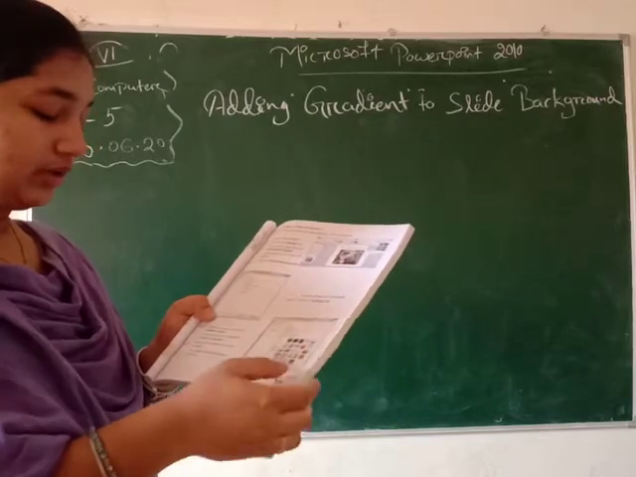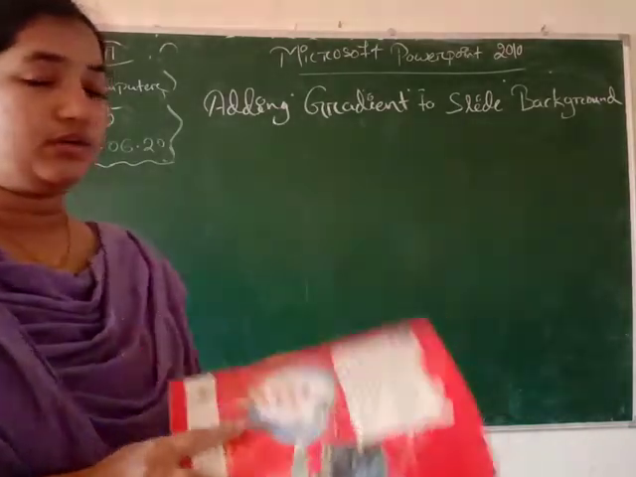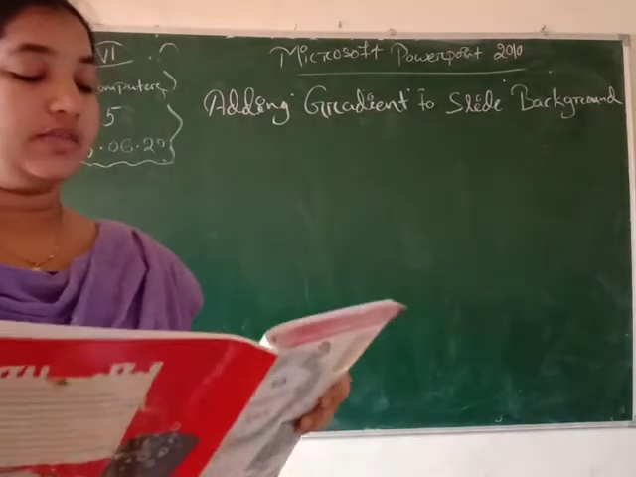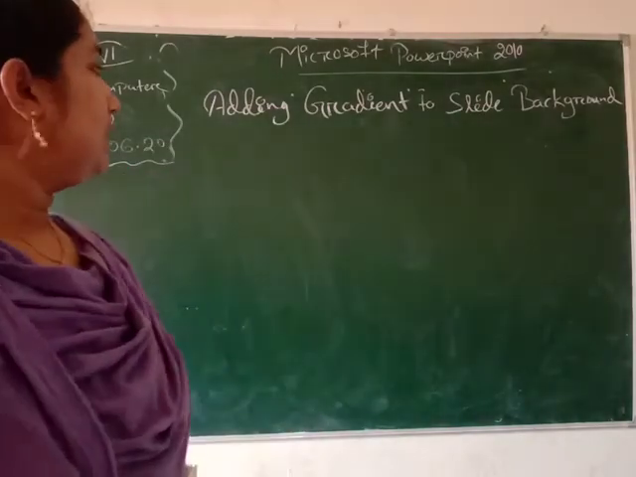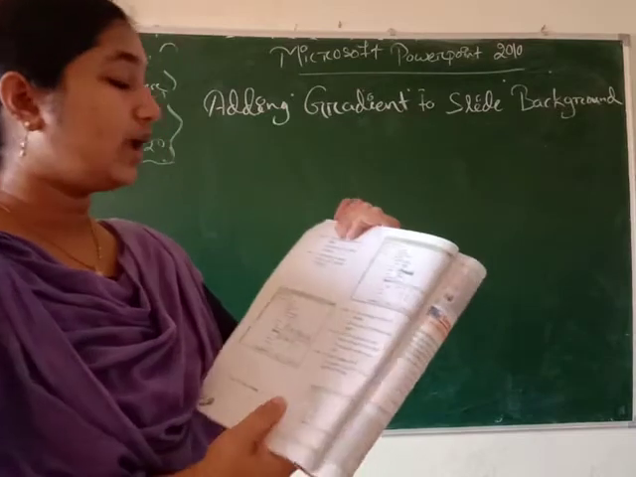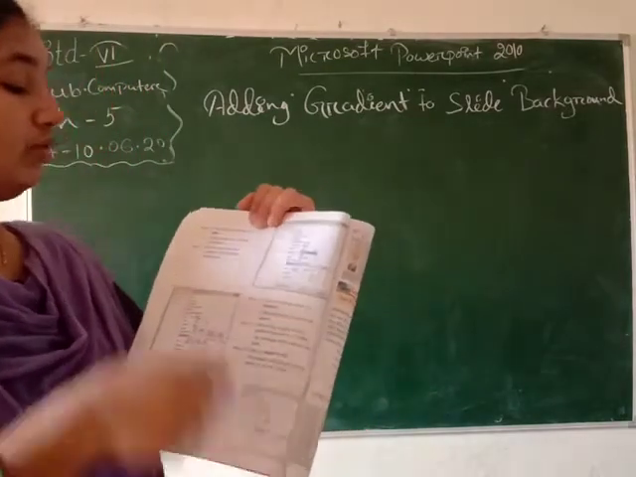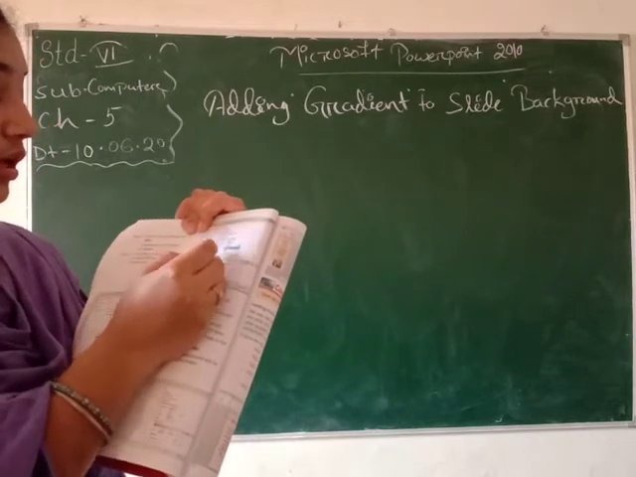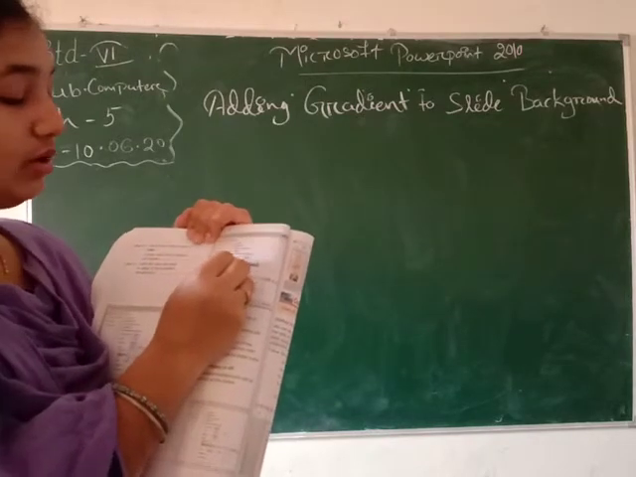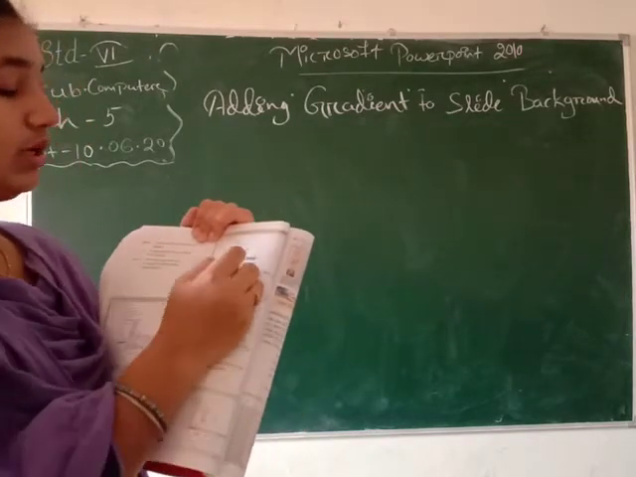After that, the pattern will apply to the slide. After clicking on that, that pattern will apply to the slide. Next, we have to click on the down arrow of types. Here we can see one type is there. Here we have to click, and a drop down menu will come.